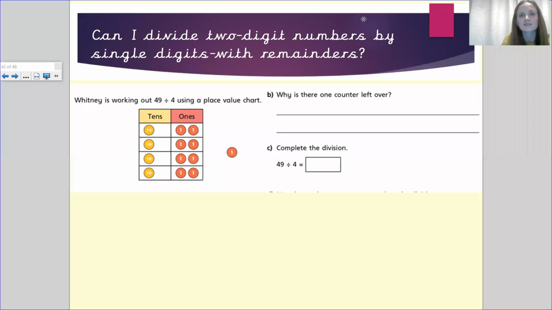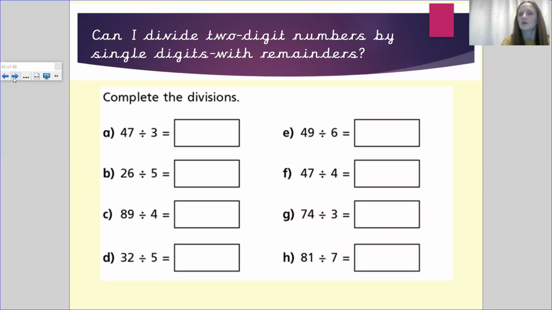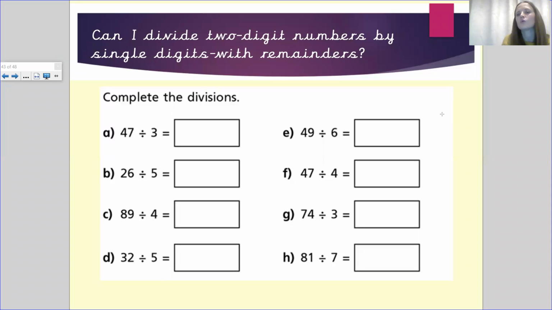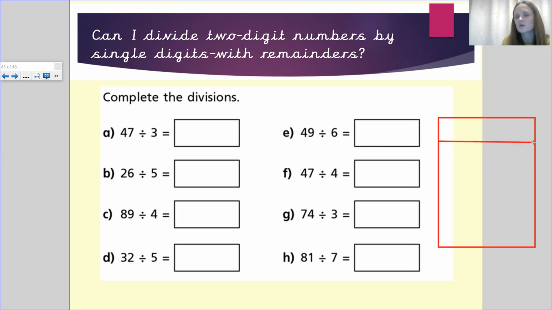Let's move on to the next slide. With this in mind, I would like you to complete the following questions. I will do one with you, and you can use your place value chart. So I'm going to draw it there for me, obviously with my 10s and my 1s. So let's draw my place value chart. Okay, and this will be my 10s. That will be my 1s.